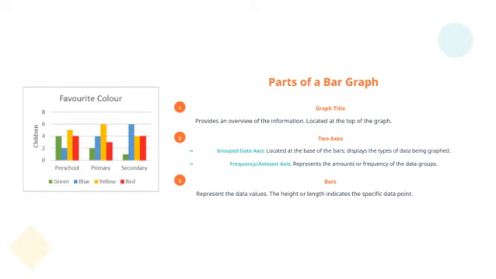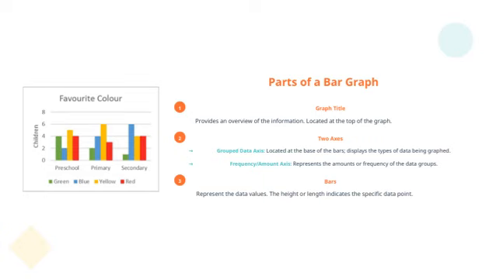Next, there's the frequency or amount axis, which runs vertically along the side of the graph. This axis shows the actual quantities or how often each data group occurs. It helps us understand the scale and magnitude of the data we're looking at. At the bottom, we find the grouped data axis. This displays the types of data being graphed, essentially labeling what each bar represents. It provides the context needed to interpret the data accurately.